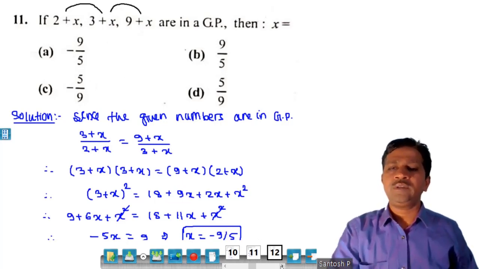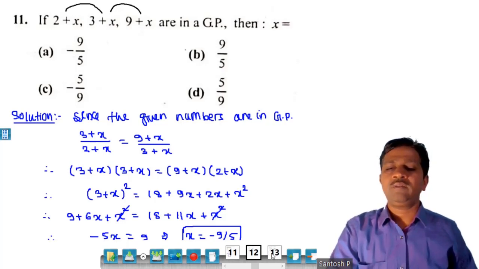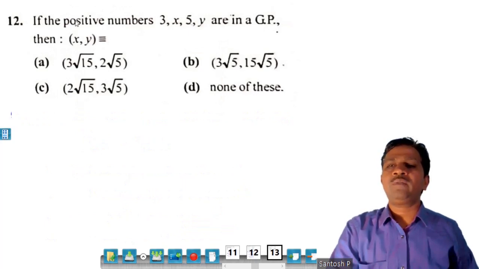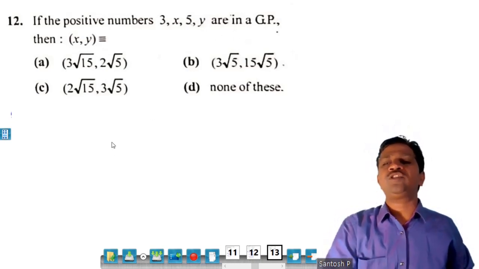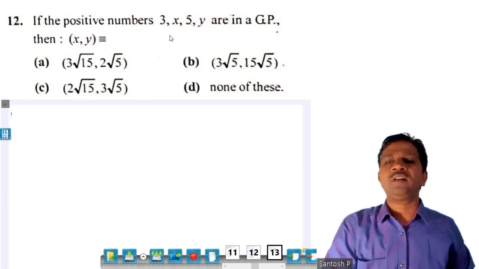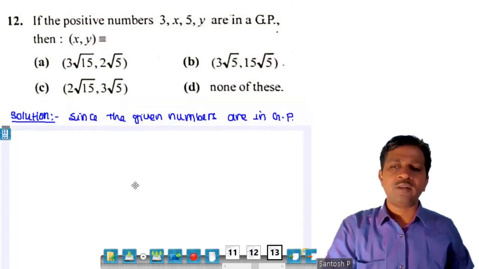You pause these videos and perform these calculations by yourself, so that you will get it clearly. Now if the three positive numbers 3, x, 5, y are in GP, again the same thing is given. GP means the ratio of consecutive terms is constant, that is x by 3 equals 5 by x equals y by 5.